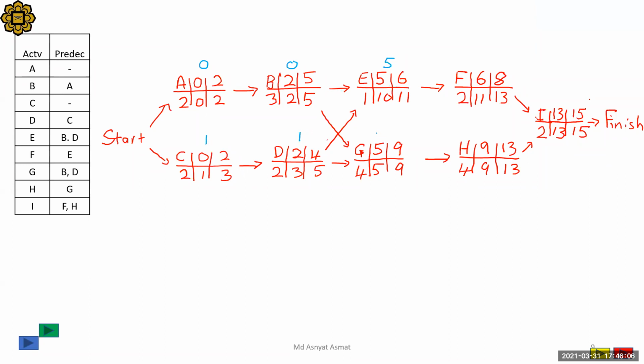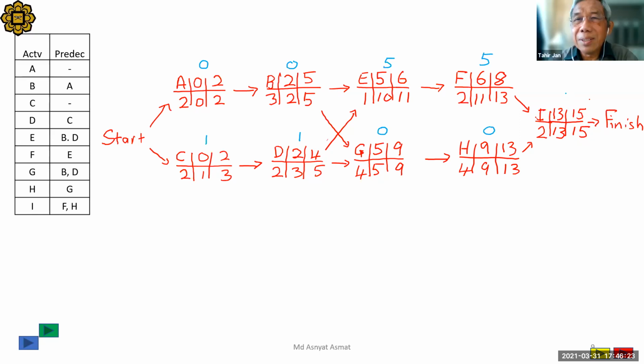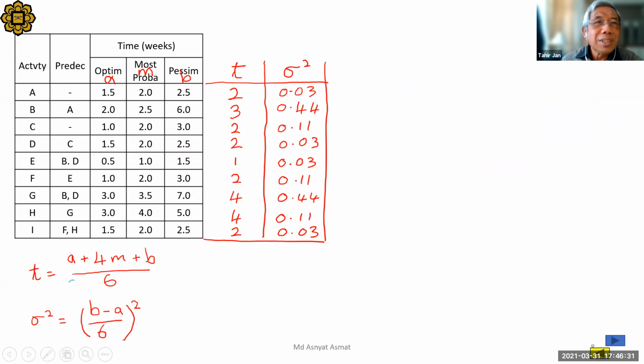E is 0. F is 5. H is 0. I is 0. Okay, before we do anything, let's look back at the questions.